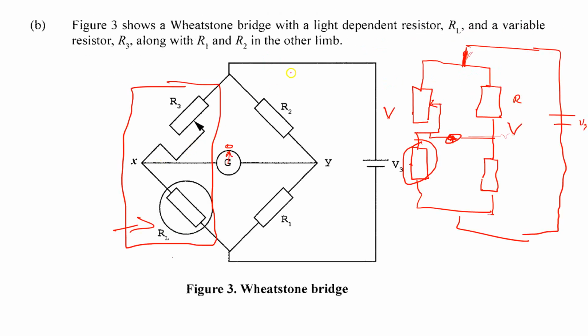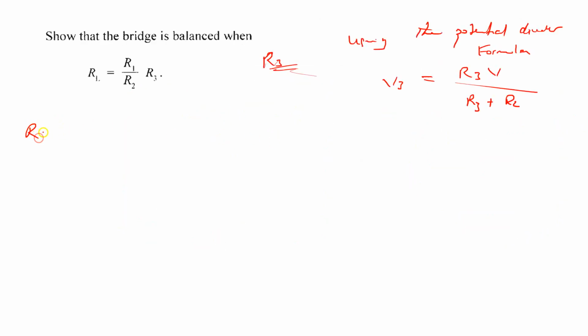Now, moving on to the other side. On this side, we want to find the voltage in R2. So we have two resistors connected in series, R1 and R2. Remember we said that the voltage in R2 will be the same voltage in R1. So to find the voltage in R2, we use the potential divider formula again to say that V2 is equal to R2 times V, which is the voltage of the power supply, divided by the sum, which is R2 plus R1.